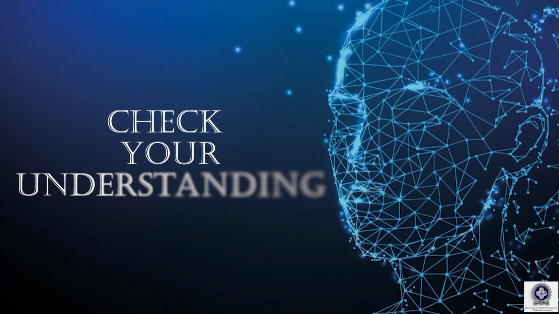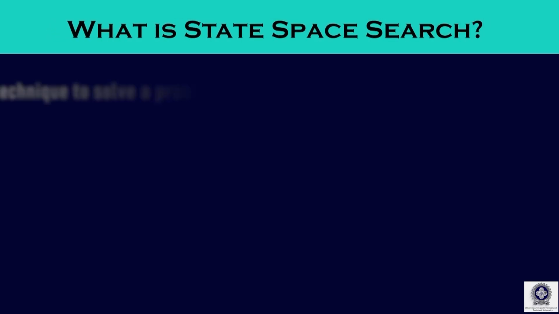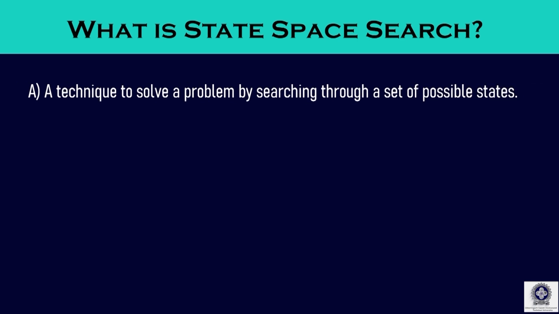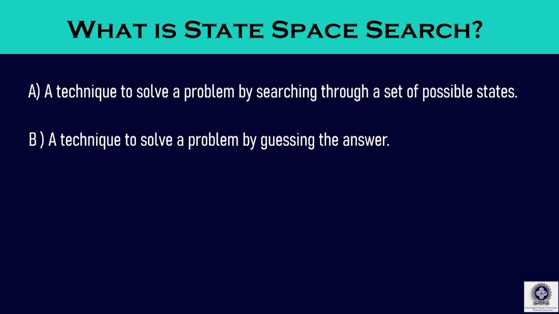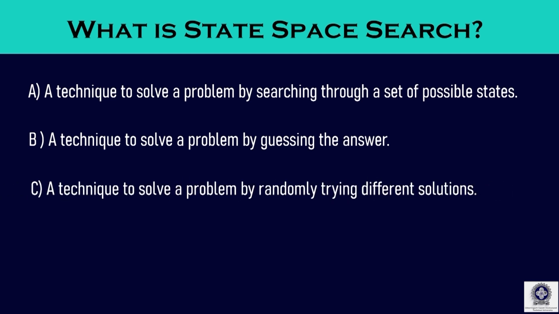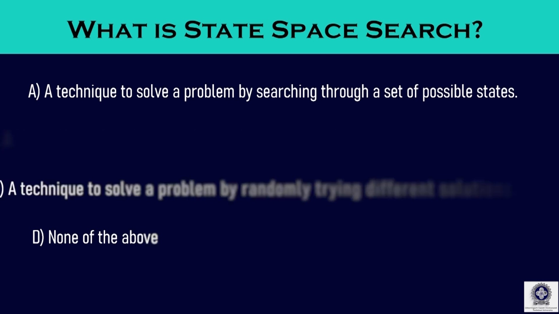Now, it is time to check your understanding. Here is one question: what is state space search? Option A, a technique to solve a problem by searching through a set of possible states. Option B, a technique to solve a problem by guessing the answer. Option C, a technique to solve a problem by randomly trying different solutions. Option D, none of the above. Think about it, and here is the right answer: option A, a technique to solve a problem by searching through a set of possible states.